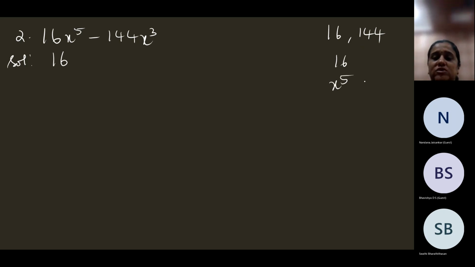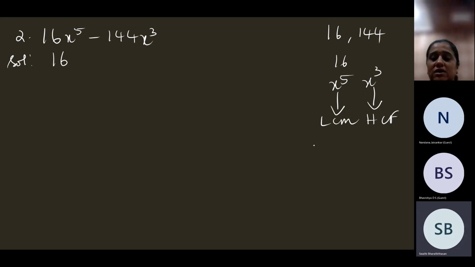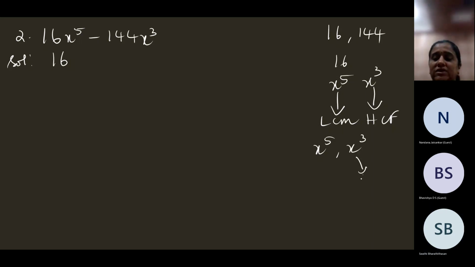What is the HCF of x to the power 5 and x to the power 3? I've told you the least power is common. The least power will be the HCF, and the highest power is the LCM. For x to the power 5 and x to the power 3, the least power is the HCF. So it is 16x cubed. So what will you get in the bracket, children, quickly?